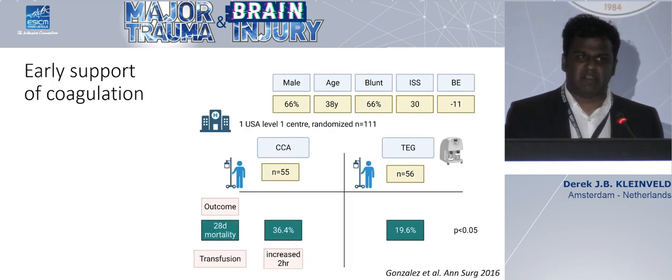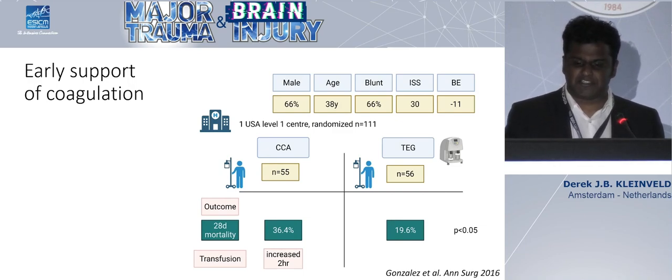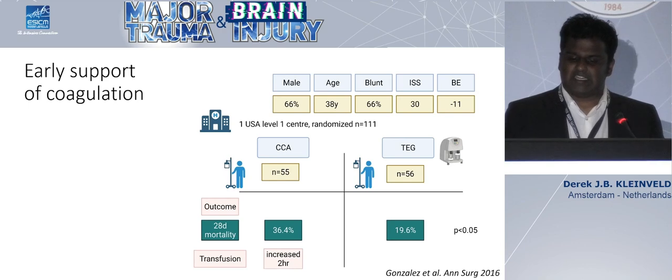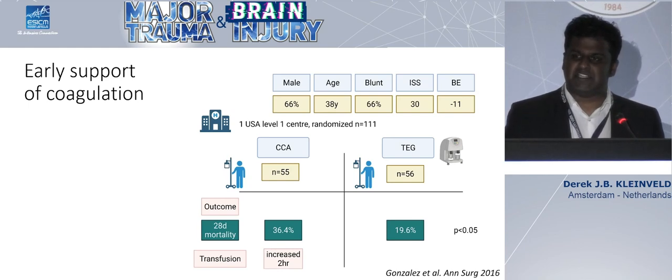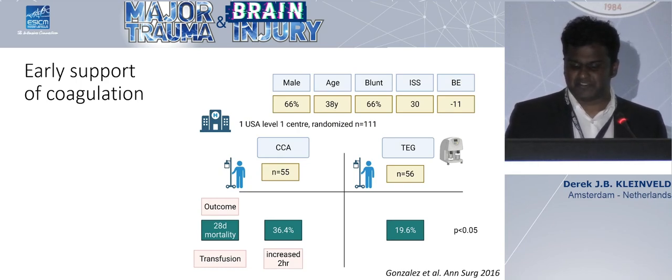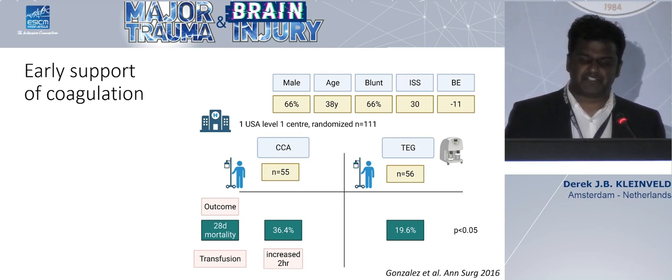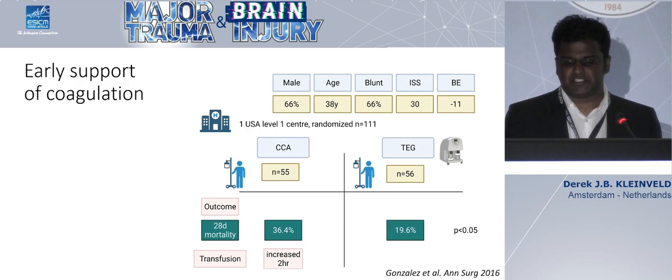So perhaps we have to do something more, like a more goal-directed therapy of your coagulation system. And Gonzalez in the US actually randomized patients to receive resuscitation using conventional coagulation assays versus a TEG-guided transfusion strategy. They randomized 111 patients. They were severely in shock with a base excess of -11. And they showed that the TEG-guided transfusion strategy had a significant improvement in 28-day mortality.